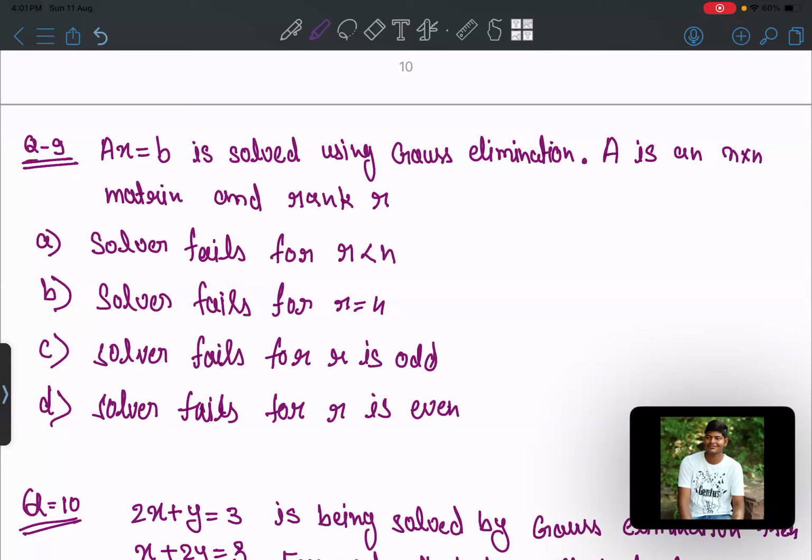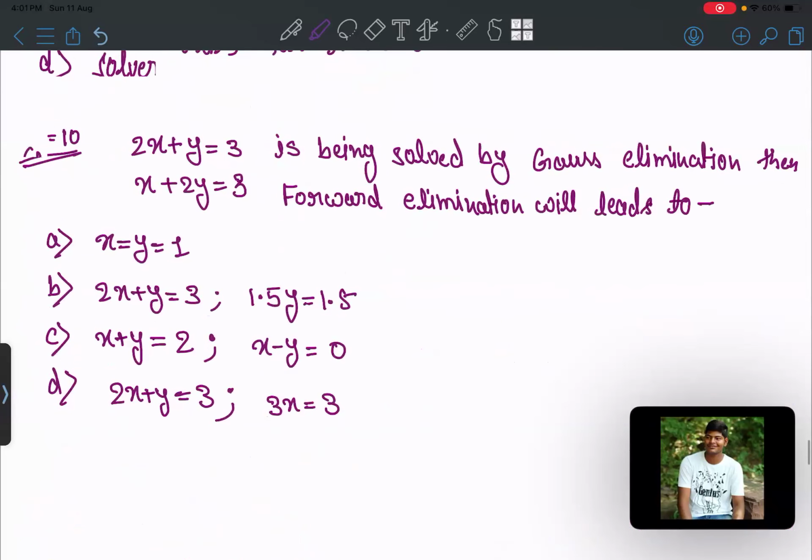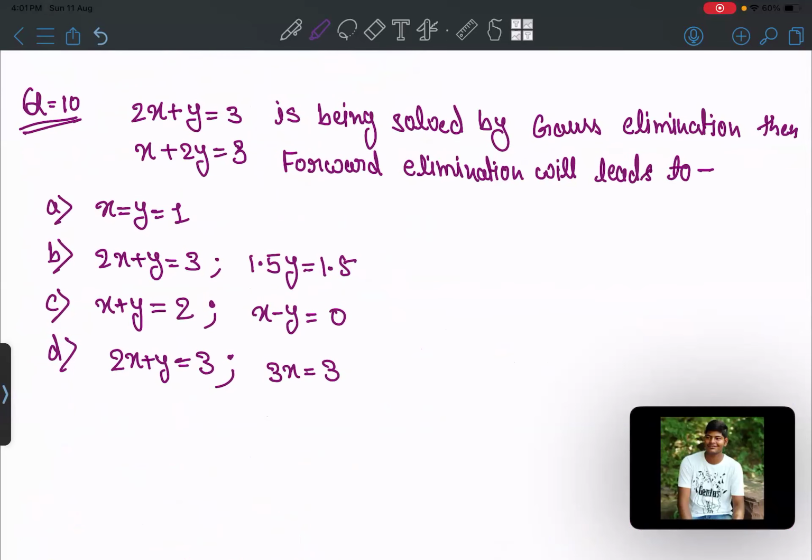So if the equations are independent, meaning its rank is equal to the order of the matrix, then only it will be satisfied. If the rank is less than n, then Gaussian elimination will fail. Now you solve and give me the answer for this.